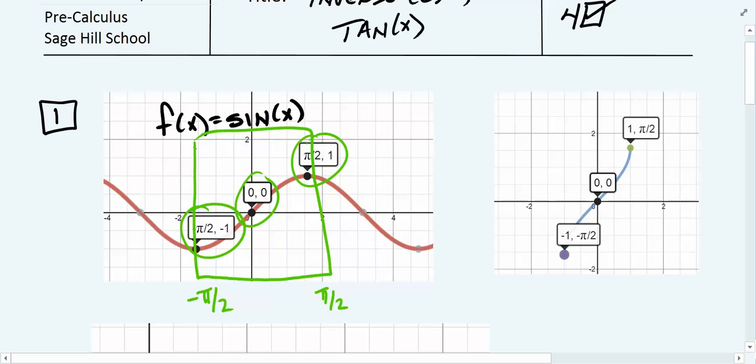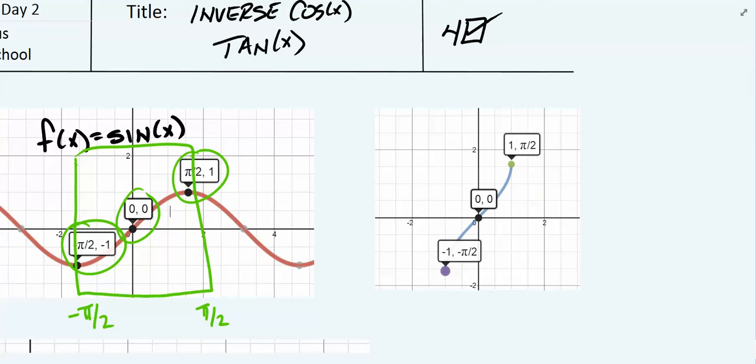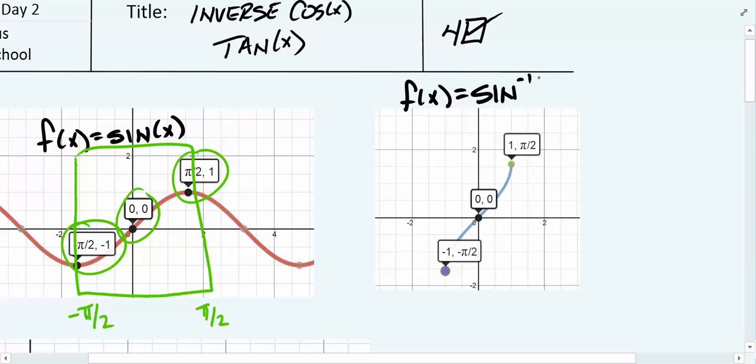How do I get this graph over here? What is this graph of? This is the graph of f of x equals sine inverse of x. So take a look at this point: negative pi over 2, negative 1. Now look at this point over here: negative 1, negative pi over 2. What happened? We just switched x and y values, right? Notice 0, 0. If I switch it, I get 0, 0. Stays the same. If I have pi over 2, comma 1, I'm now going to have 1, comma pi over 2. Okay? So this is the graph of the inverse sine of x.